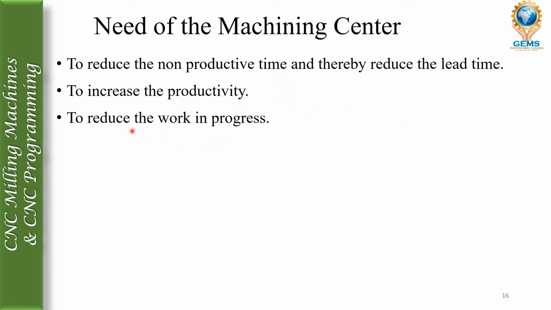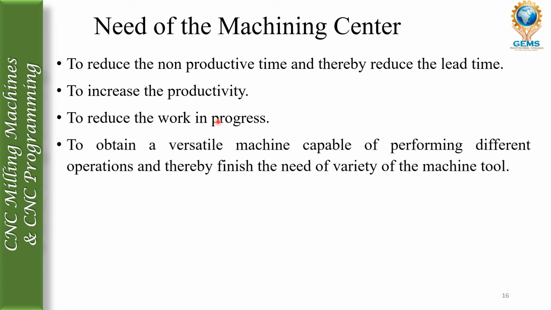And in order to reduce the work in progress, so that everything will be in time and we can finish it as early as possible. So we need a machining center, because in a machining center everything is done automatically. And to obtain a versatile machine capable of performing different operations, thereby finishing the need for a variety of machine tools, and also to have good accuracy, we need to go for the machining center.